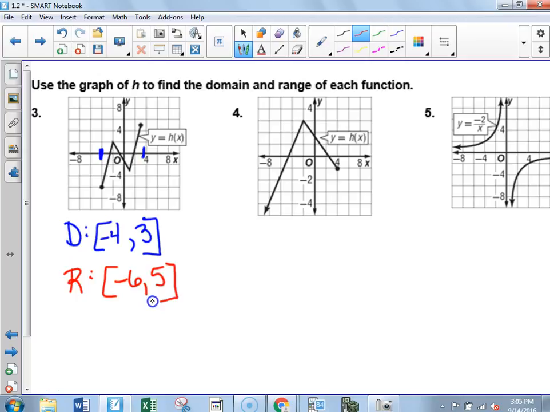No. All right. Camden, domain on the number 4. Soft bracket, -infinity to hard bracket 4. Jacob, is he right or not? Left to right, he is correct. Good job. Aunt Pat, can you tell me the range on this one?